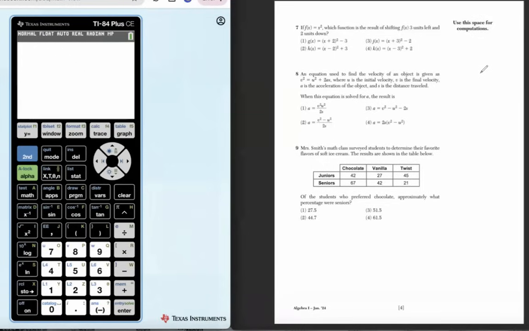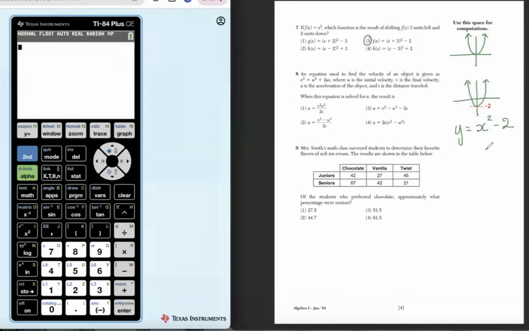Number 7: If f of x equals x squared, which function is the result of shifting f of x 3 units left and 2 units down? Recall that the standard parabolic function looks like this. So when we say 2 units down, we're going to shift the parabola down 2 units, and that is going to change the function to x squared minus 2. So we know that the final answer needs to have a minus 2 somewhere in there. So we kind of know that it's going to be answer choice 3. But let me explain the other part as well.